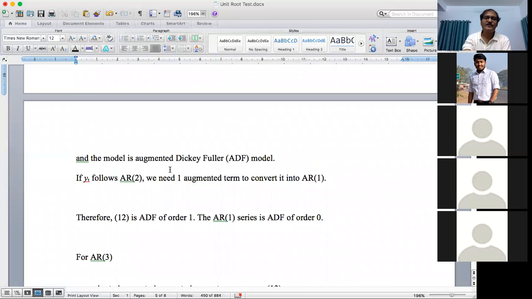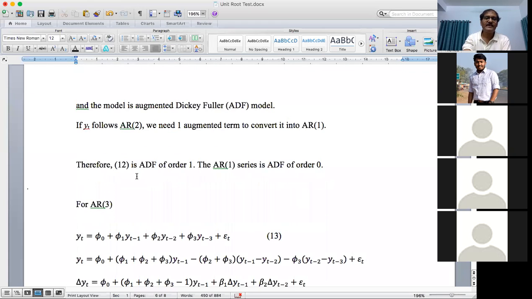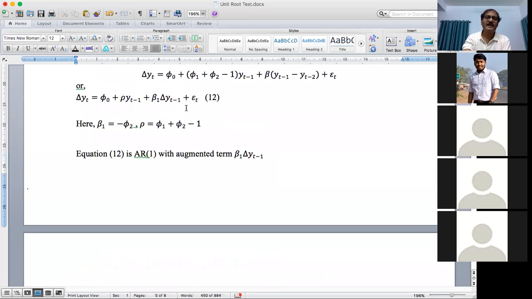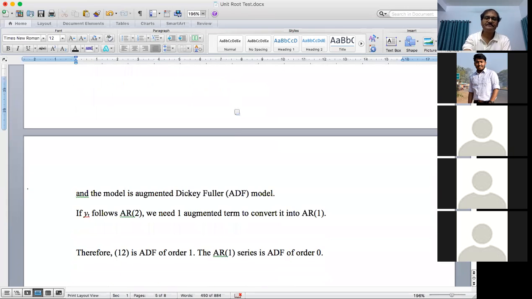So the model is the augmented Dickey-Fuller model, and if yt follows AR2, we need one augmented term to convert it into AR1. Therefore, equation 12 is called ADF of order 1, augmented Dickey-Fuller of order 1, because we have incorporated one augmented term here to make it AR1.